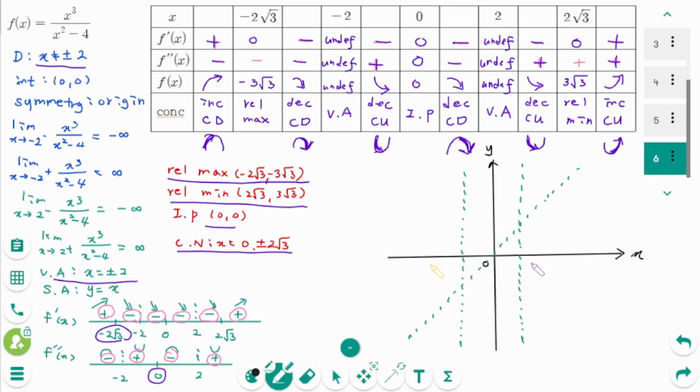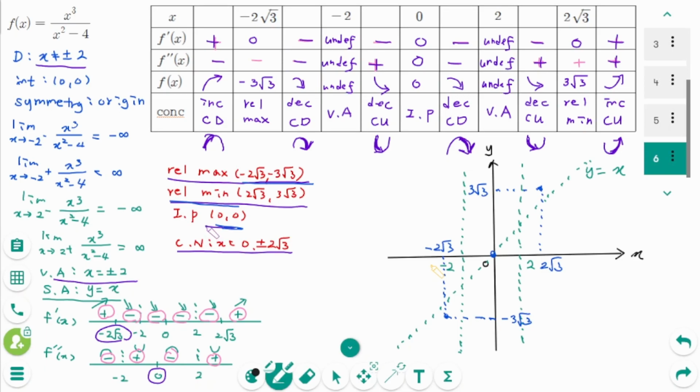Vertical asymptote is x equals 2 and minus 2. Slant asymptote is y equals x. Relative maximum is minus 2 square root of 3, comma, minus 3 square root of 3. Relative minimum is 2 square root of 3, comma, 3 square root of 3, and inflection point is the origin.